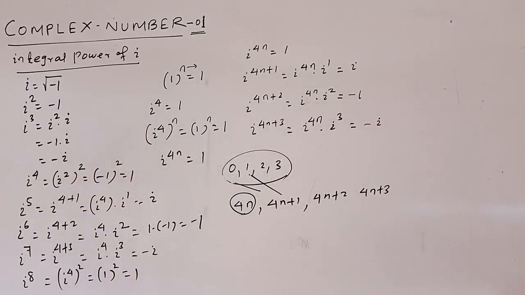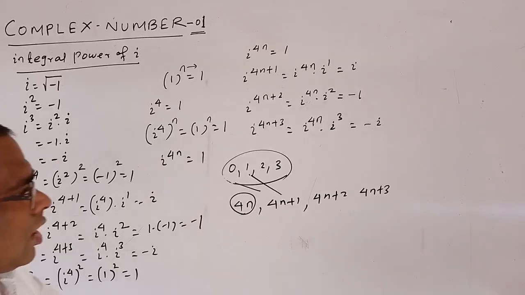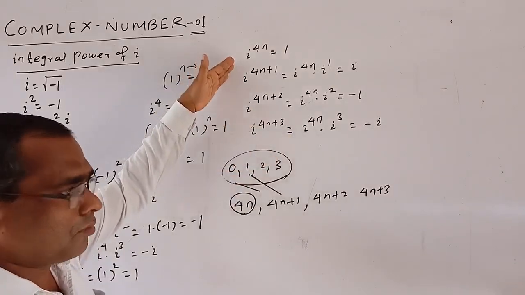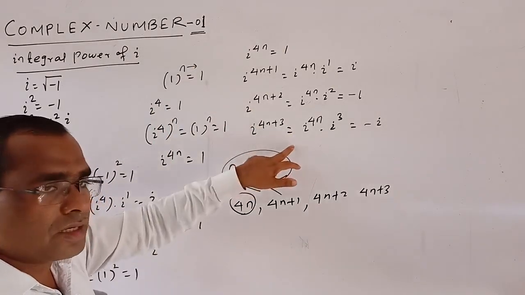So how to find the value of i to the power any number? First you have to divide by 4.